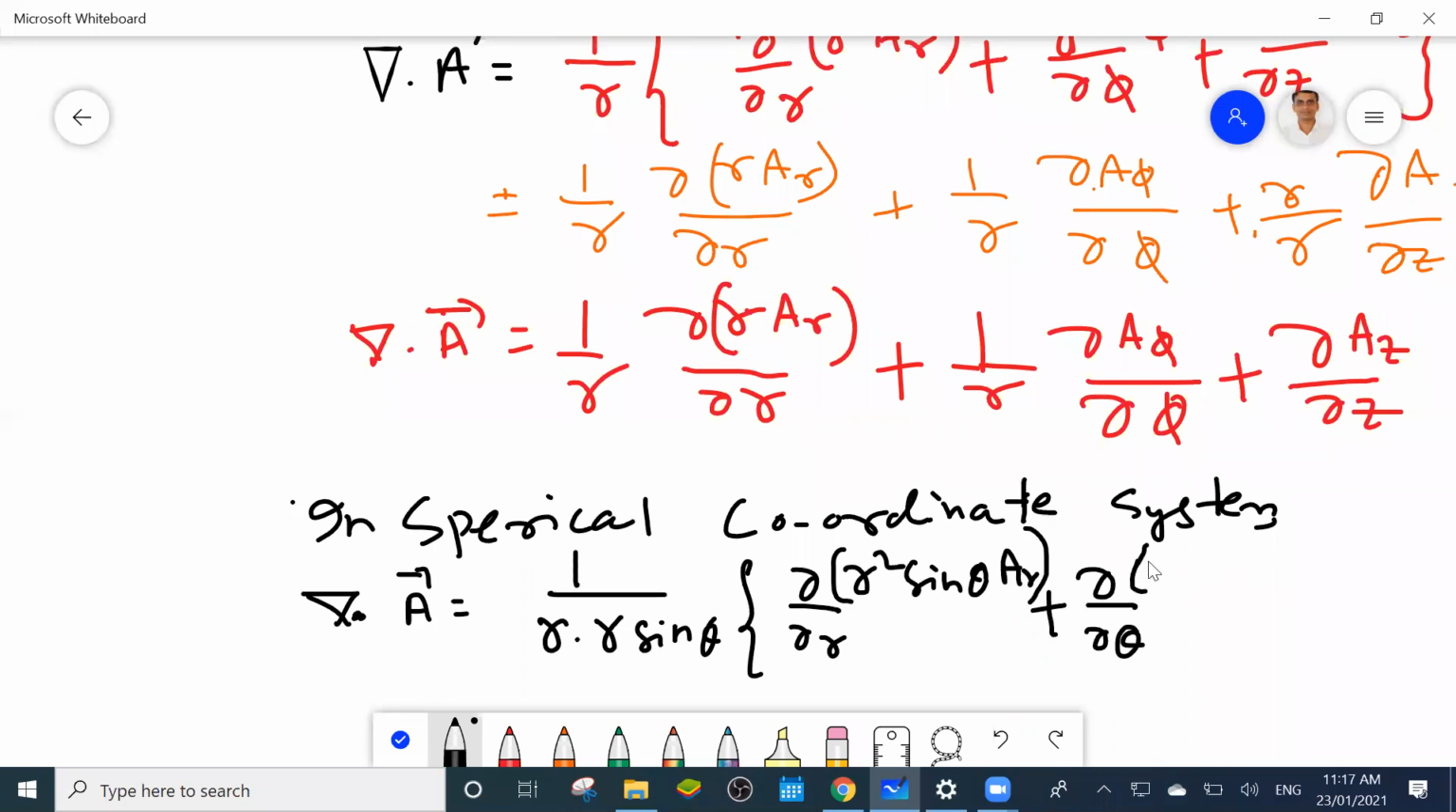So in this case, what will be the value of H1 and H2? H3 and H1? H3 is R sin theta, and H1 is 1. So R sin theta into what? A theta. So what will be the last one? Del by del phi, R A phi. So H1, H2: H1 is 1, H2 is R. So R A phi. Yeah, very good.